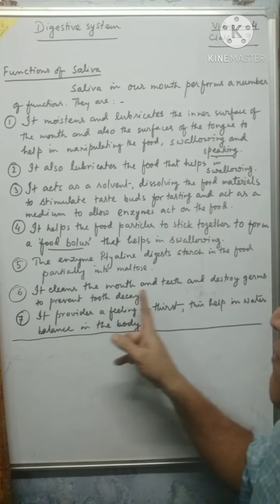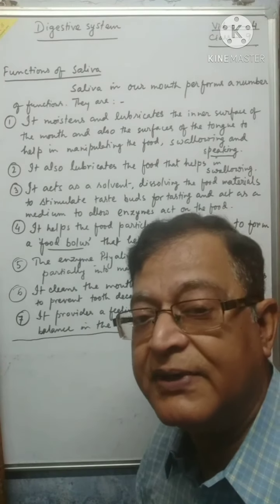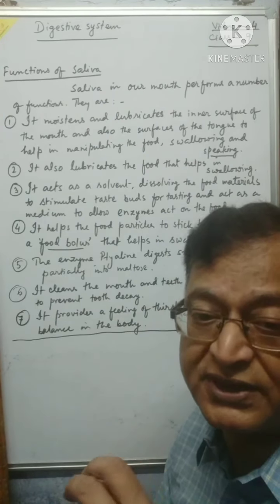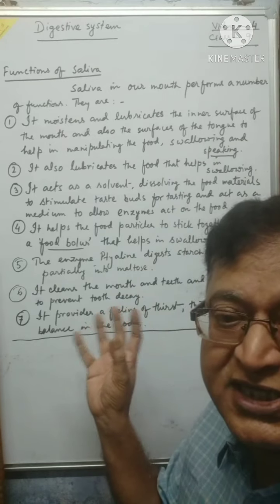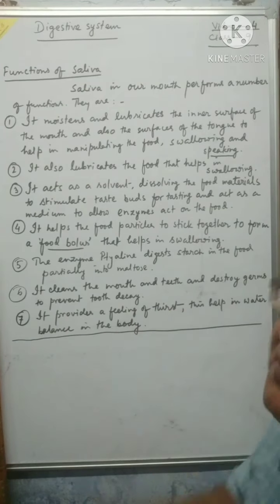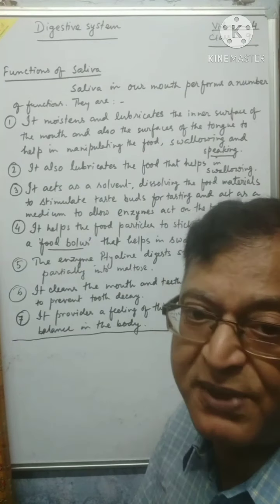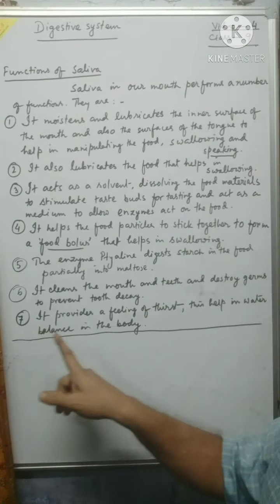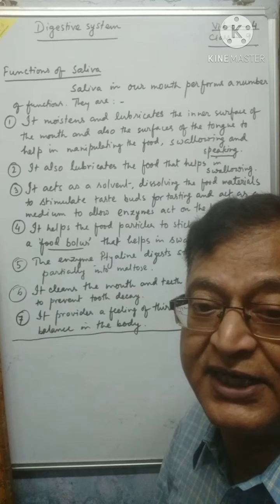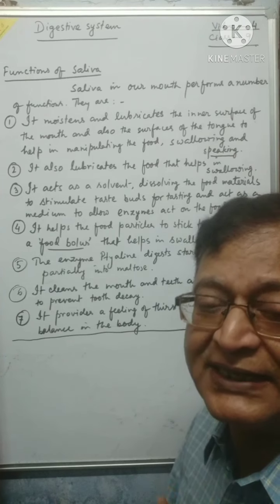Number 6, it cleans the mouth and teeth and destroys germs to prevent tooth decay because it contains lysozyme. As I told you, lysozyme has antiseptic ability. So it kills germs, if any come with the food, and cleans the mouth in such a way that the teeth do not get decayed. It cleans the mouth and teeth and destroys germs, not only for the teeth but also for our body. The germ killing ability is very helpful for us. And number 7, it provides a feeling of thirst. If you feel your mouth is drying up due to certain conditions, drying up means you need water to drink. So a feeling of thirst is created, and that is needed for the body.